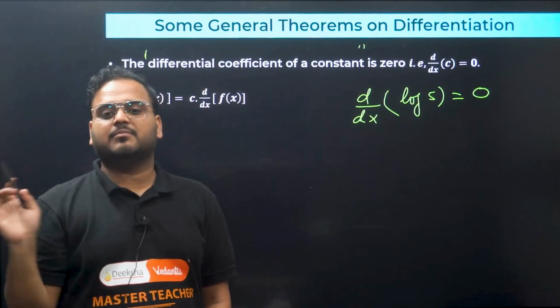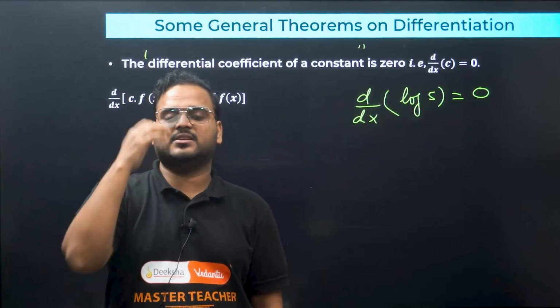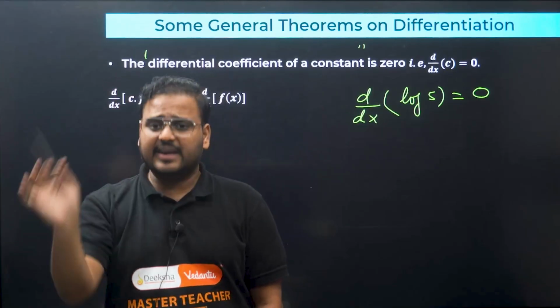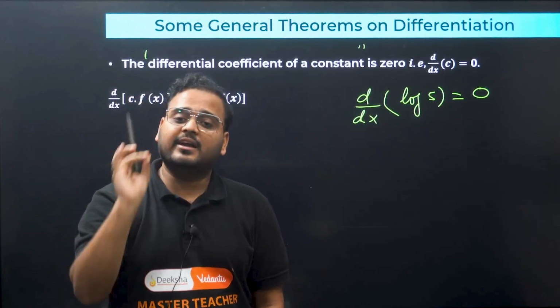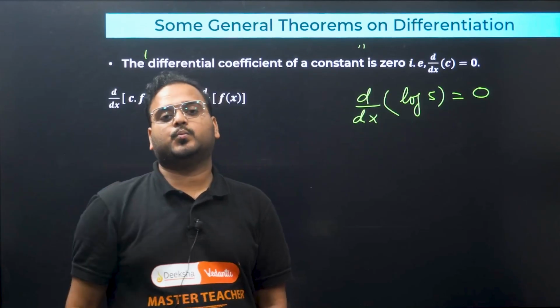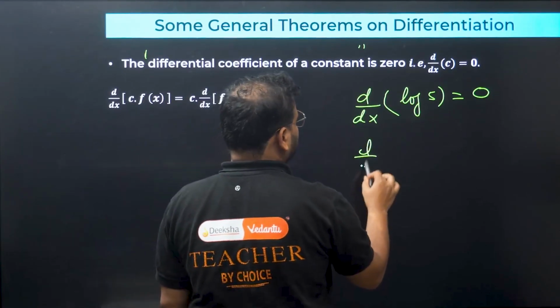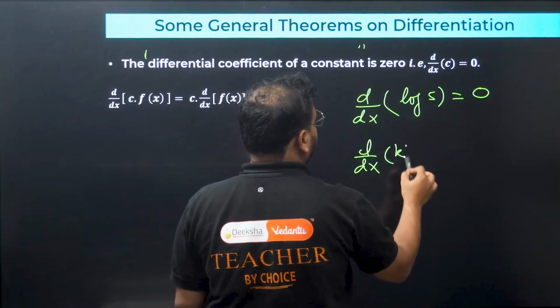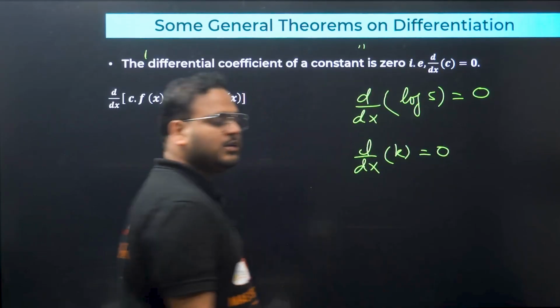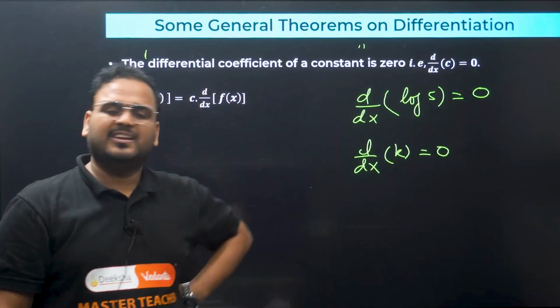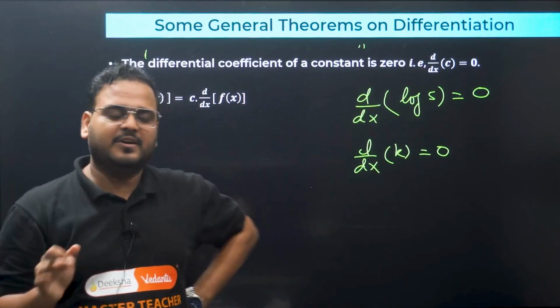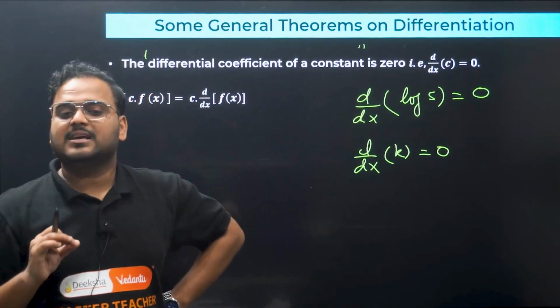Any constant number you take, whether it is a fraction, whether it is negative, doesn't matter. For any constant number, the derivative is always 0. Basically, the derivative of a constant k is equal to 0. Whether it is irrational, doesn't matter. If it is a constant, the answer is 0.